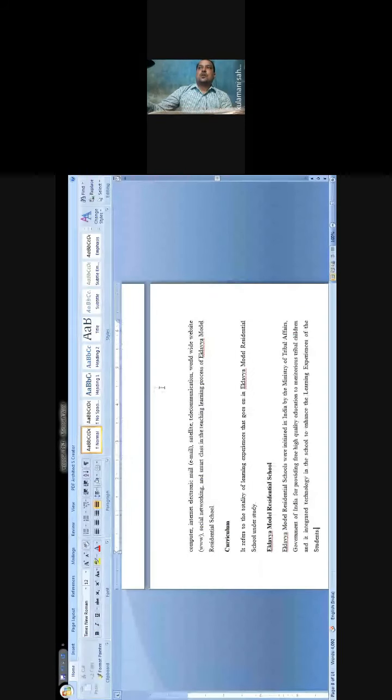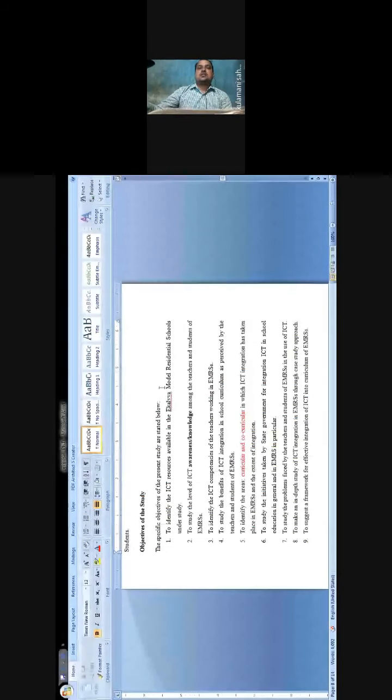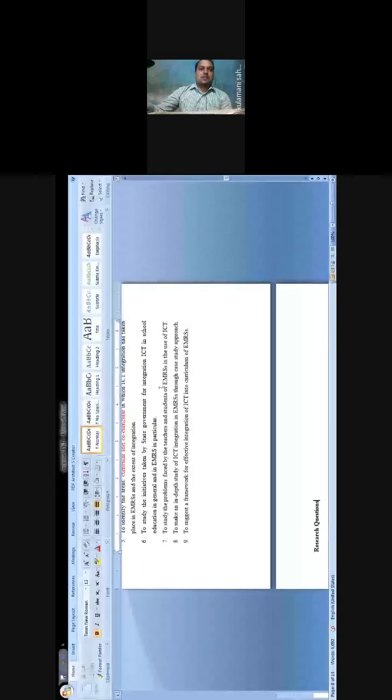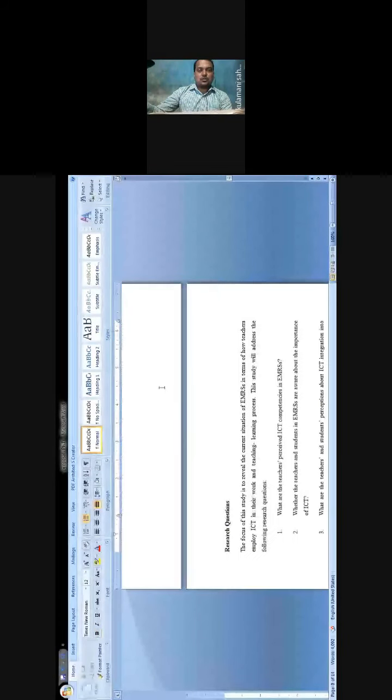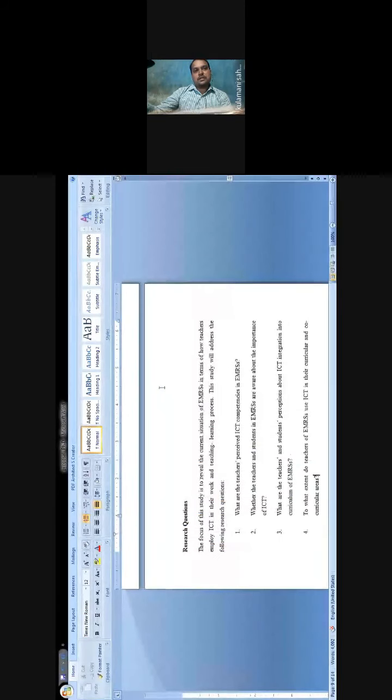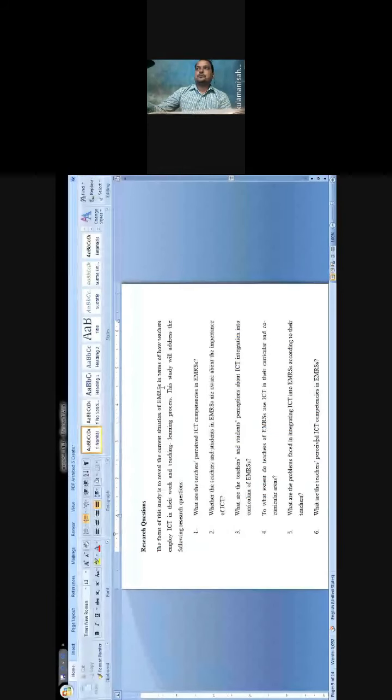Then comes your objectives. The objectives of the present study are stated below. Likewise, followed by the research question. Though it is my qualitative study, I have cited research questions. If you opt for a quantitative study, you have to write a hypothesis. If you opt for a mixed method approach, you can write research questions as well as a hypothesis.